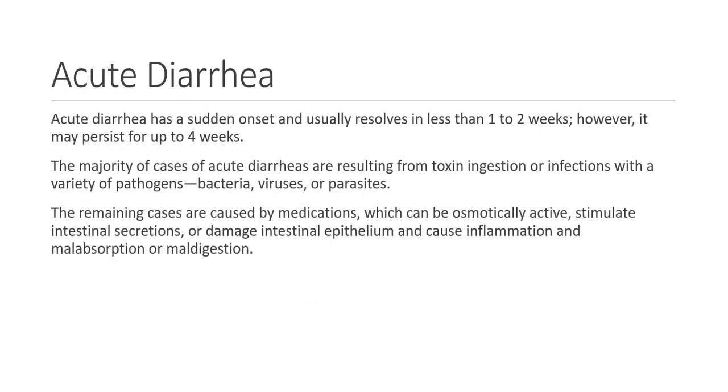There are 2 types of diarrhea, acute and chronic. In acute diarrhea, this has a sudden onset and usually resolves in less than 1 to 2 weeks. However, it may persist for up to 4 weeks. The majority of cases of acute diarrhea result from toxin ingestion or infection with a variety of pathogens, bacteria, viruses, or parasites. We're looking at food poisoning a lot of times. The remaining cases are caused by medications, which can be osmotically active, stimulate intestinal secretions, or damage the intestinal epithelium and cause inflammation and malabsorption or maldigestion.